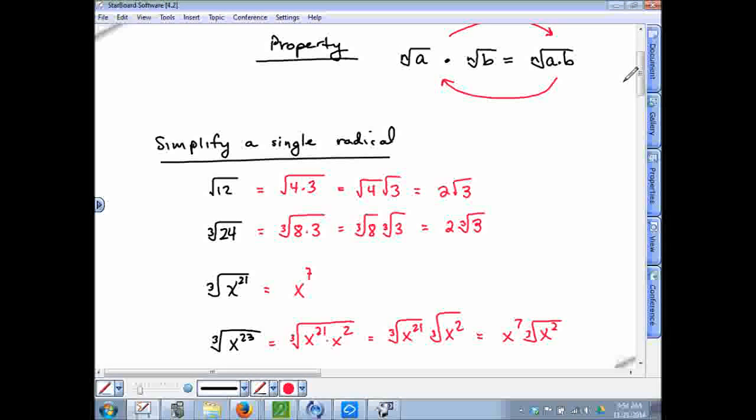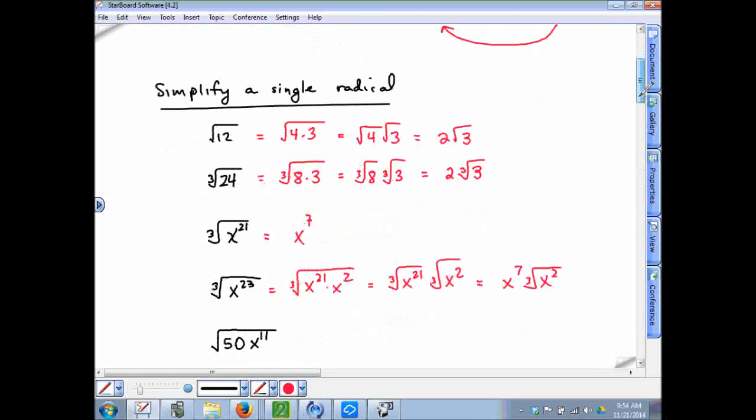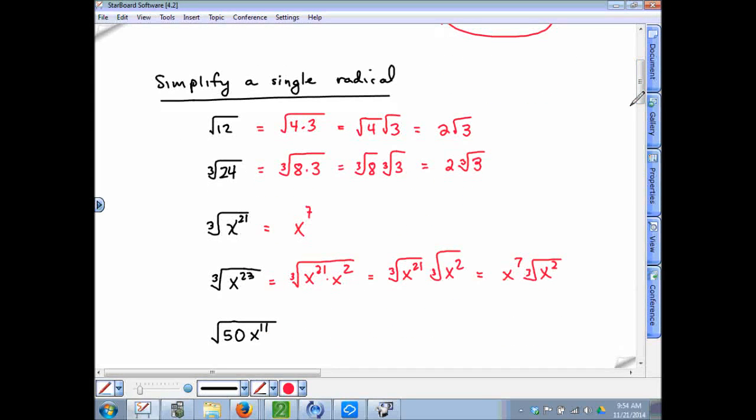Questions before we move on? What do you do if the exponent is smaller than the index? Leave it inside. You leave it inside. If the exponent is bigger than the index, but it doesn't divide, you've got to split it up. Like this. So let's take a look at this one. Square root of 50 times x to the 11th.